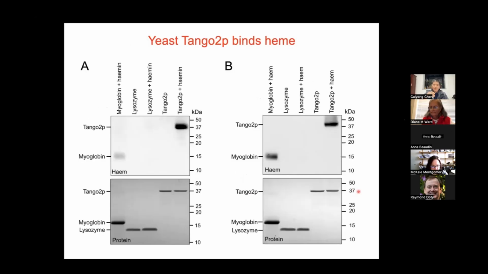We further expressed the yeast Tango2 protein using a bacterial expression system and performed the heme binding experiments. We found that yeast Tango2 can interact with both ferric heme and ferrous heme. And here, myoglobin and lysozyme were used as controls.